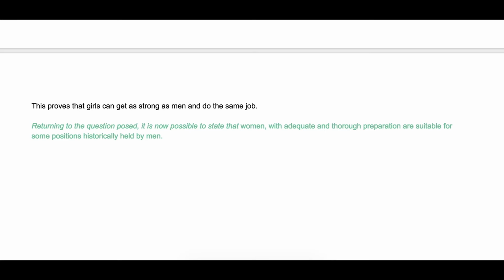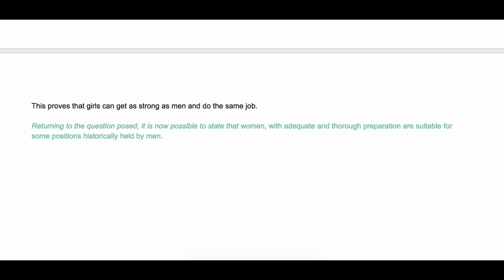Now compare it to the good version. Return to the question posed. "It is now possible to state that women with adequate and thorough preparation" — so it's coherent and referring back to this elite course that I mentioned in the previous sentence — "are suitable for some positions historically held by men." So once again, there's a small tacit reference back to what was stated in the question. I'm on topic. There's no way I'm going to lose points for task response. It's all on topic and it's very, very well written.